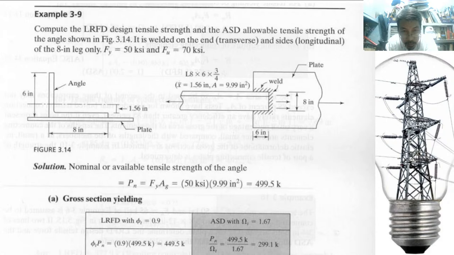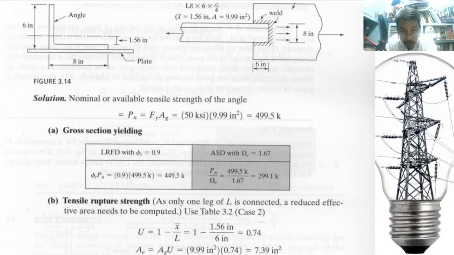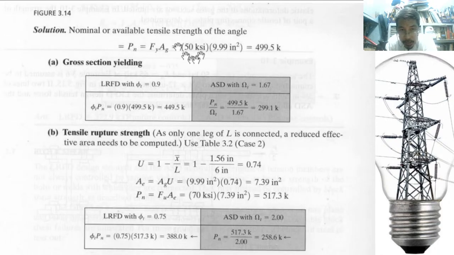Okay, so we are through with the area. Therefore, just multiply that area with the grade of steel. So that means we have 500 as our design strength. By multiplying it with 0.9, we have 450. Okay. So what about ASD? For ASD, just divide by 1.67. So 1 divided by 1.67, the answer is 299. This is our allowable strength.